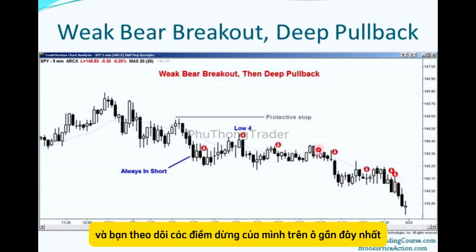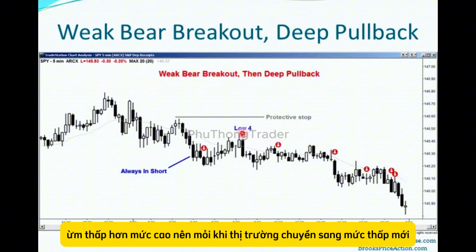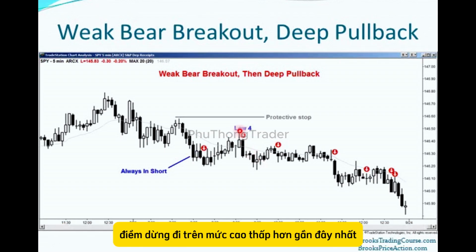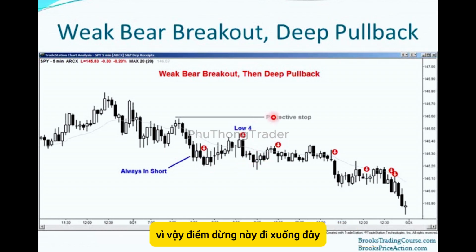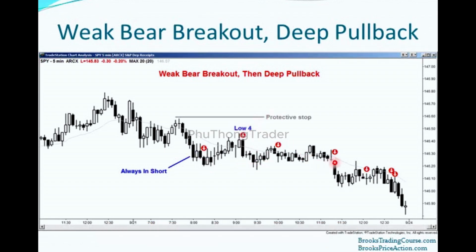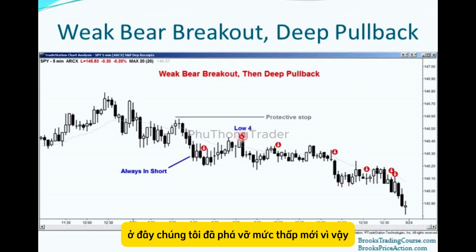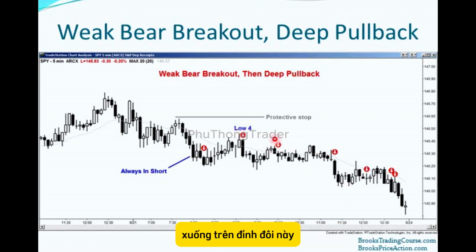And you trail your stops above the most recent lower high. So every time the market goes to a new low, the stop goes above the most recent lower high. So at this point, it fell below a low. So this stop goes down here. Here we broke to a new low. So the stop would move from here down to above this double top.